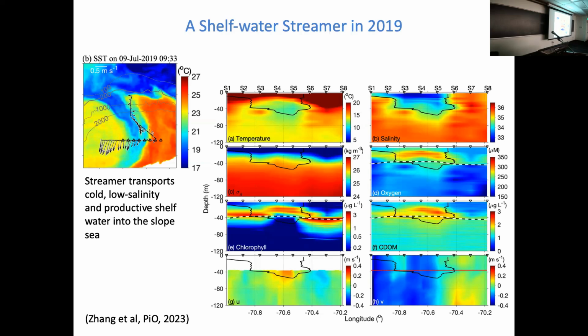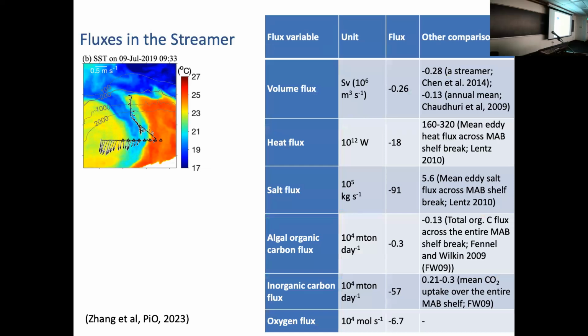So from this subsurface measurement, actually for almost the first time, we can quantify how much flux of the different materials this particular event at that time carried from the shelf into the slope sea. So from that we estimate the volume transport, and then heat transport, salt, and organic carbon, and inorganic carbon, and oxygen, etc. I don't want to get into the details, but comparing to the estimates either from historical measurements or from some modeling analysis, all these numbers are significant. That means when these streamer transports occur, they represent a major part of the offshore transport of the materials that maintain the shelf balance, right?